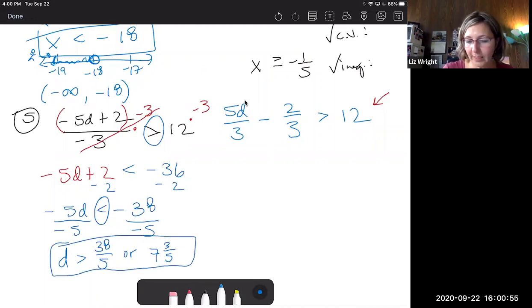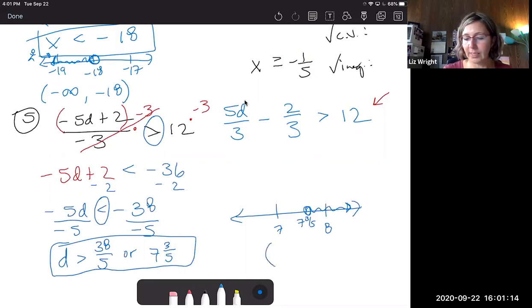Then for graphing it, so 7 3/5, we want to put that in between 7 and 8, and 3/5 we'll say is about right here. It's going to be an open circle, 7 3/5. We're going to be shading to the right. And then our interval notation is going to be parentheses because it's matching up with the open circle. And then it's going to be 7 3/5 all the way up to positive infinity. And then that's going to be the end of that problem.